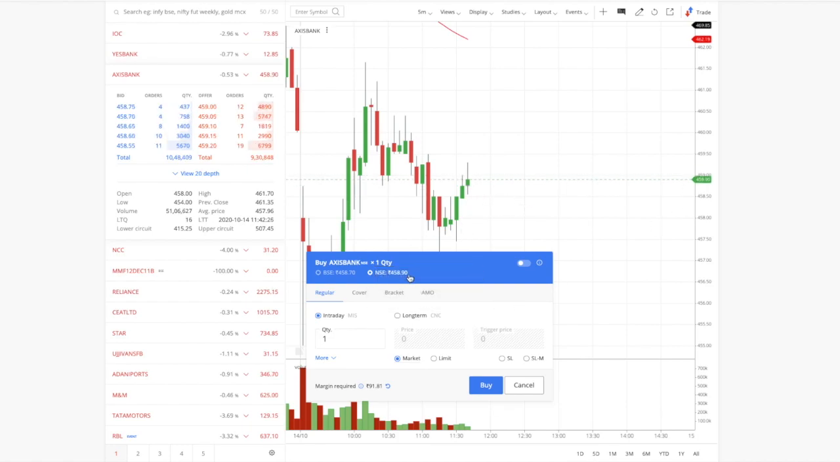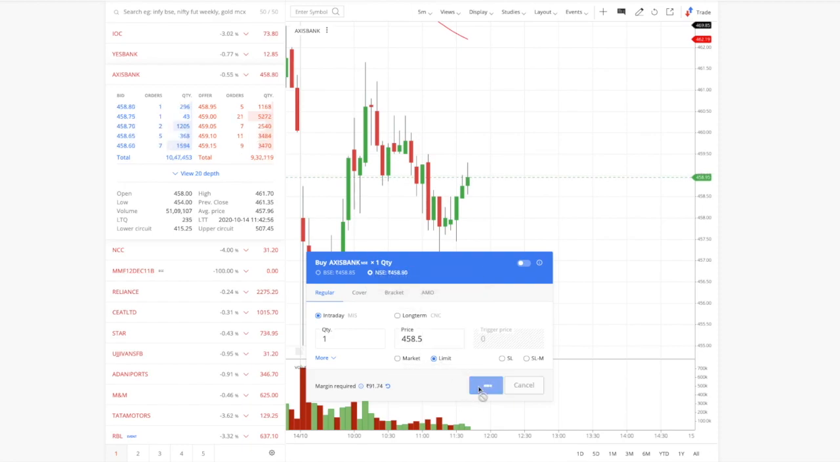So right now it is 459.9, right? Let's say that I'm interested in purchasing this only once the price falls below, let's say, 458.5. That means I'm interested in purchasing the stock Axis Bank only once the price falls below 458.5. So what I'm going to do is keep a limit order at 458.5. That means only once the price drops below 458.5 will I be purchasing it.